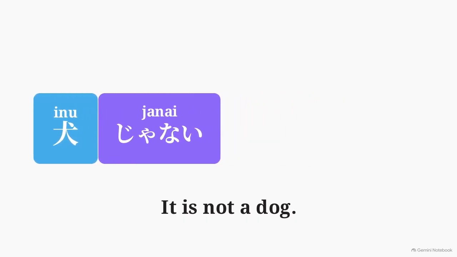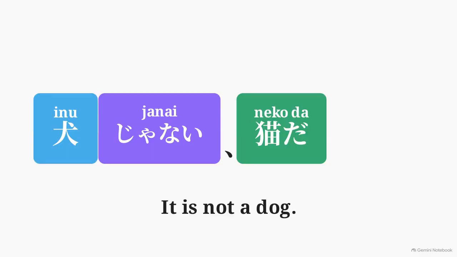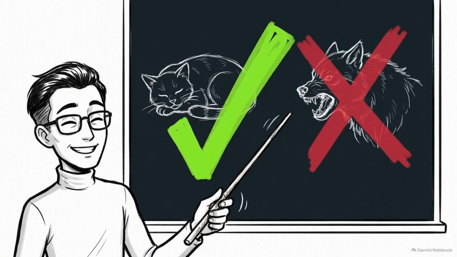In conversation, you follow with the correct fact. Inu Janai, neko da. Not a dog, it's a cat. Snapping Janai onto the end of a noun is a direct, natural way to establish facts and correct false assumptions among friends.